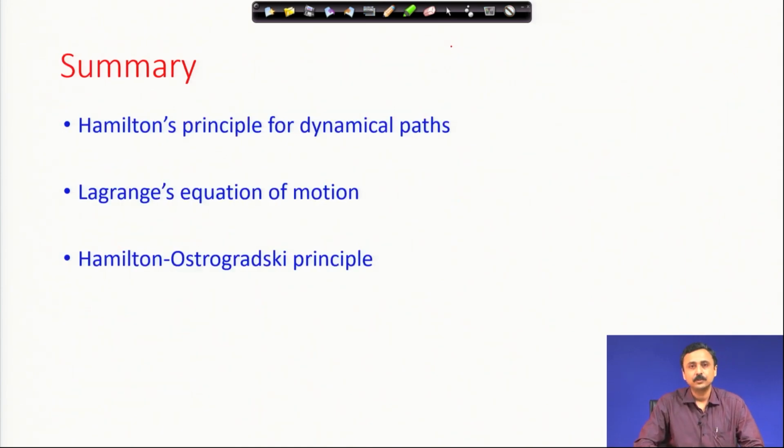To summarize, we have looked at examples of Lagrange's equation. We have contrasted and compared Hamilton's principle and Lagrange's equation with the Newtonian approach. Finally, we have looked at the Hamilton-Ostrogradsky principle, how to take care of external forces and non-conservative forces, forces which do not have a potential. So, with that I will conclude this lecture.